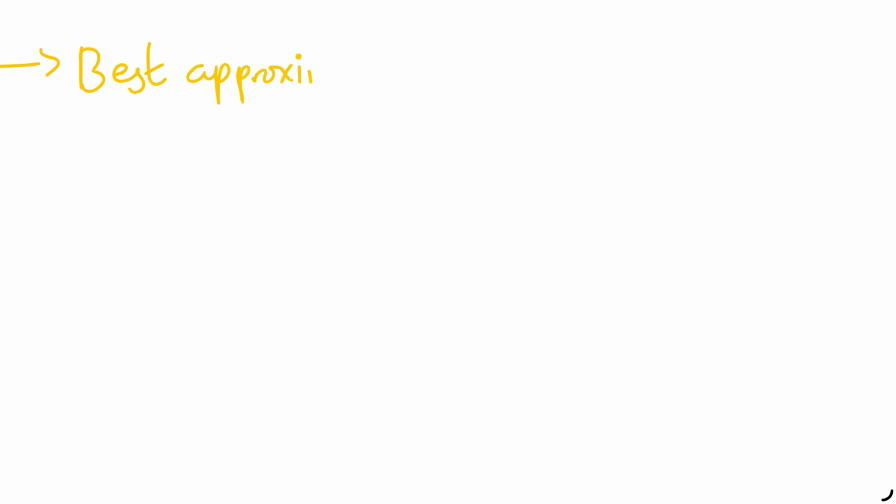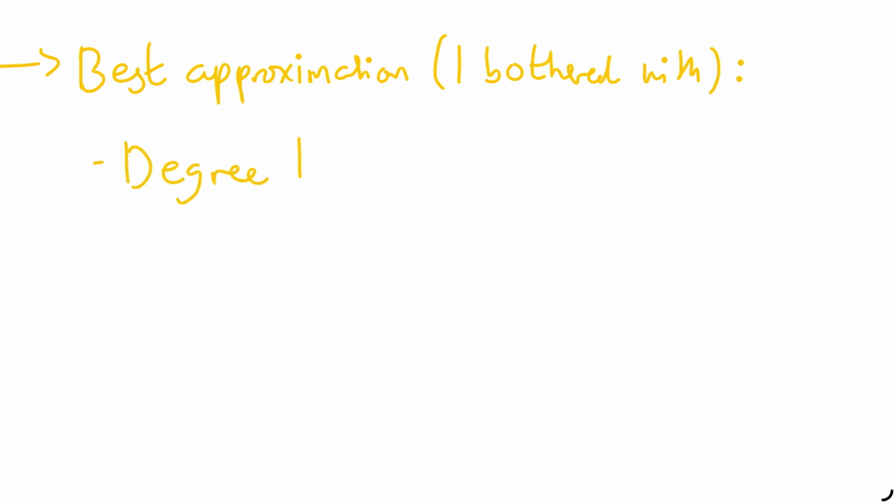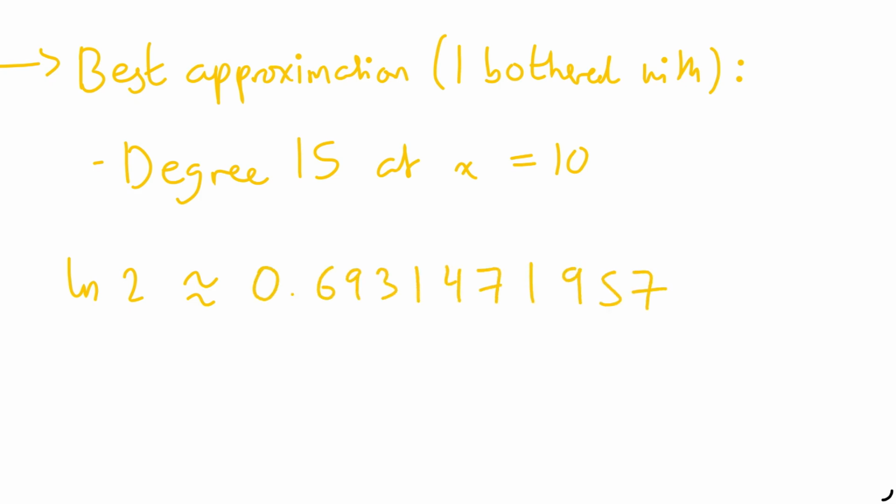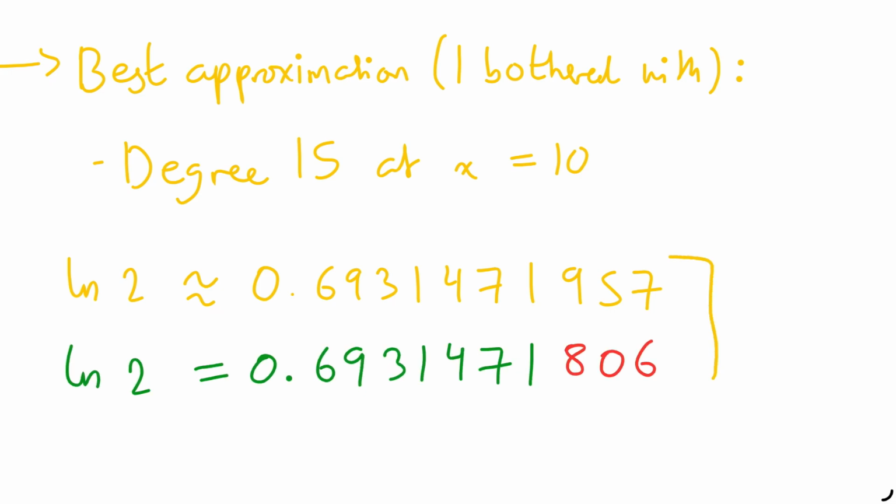I tried a few more approximations with the various polynomials I'd calculated, and the best I could be bothered to find was setting x equals 10 with the degree 15 polynomial, which gave me the natural log of 2 correct to 7 significant figures. I got 0.6931471957, when it should be 0.6931471806. Well, that's the yapping for today. You can now fool your friends and approximate the natural log of 2.